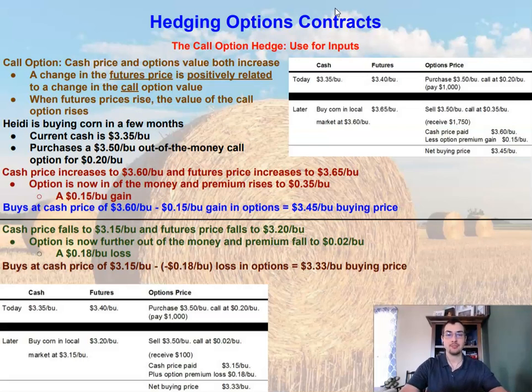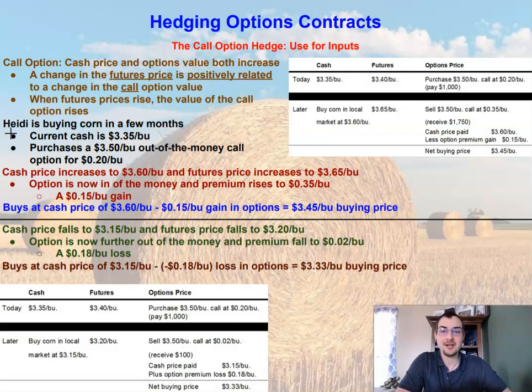On the other hand, what if both go down? What if the price of the cash and the value of that option goes down? Well, how does that work? Think about it this way. If the price goes down, we have to pay less for that commodity. But by that same token, the value of that option is going down as well, so we're losing money on that option. That actually adds to our overall buying price. So let's go through a couple of examples and see how that actually works.